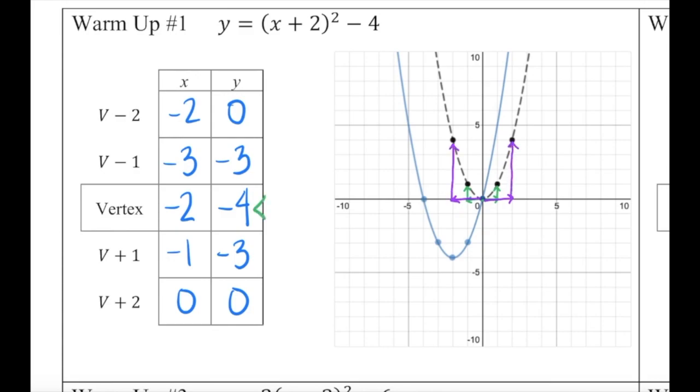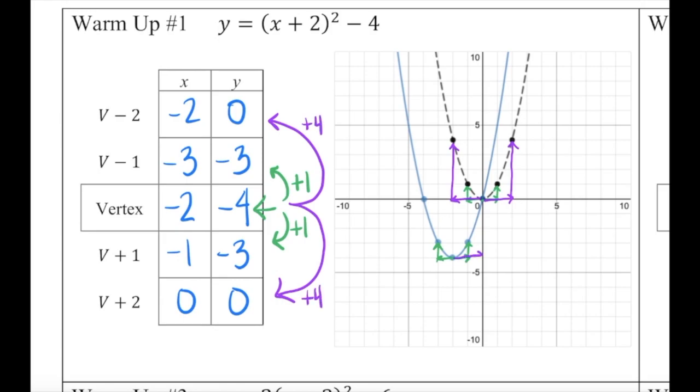+4. Starting at the vertex here, what's the change as I move 1 away in either direction? Well, -4 plus what is -3? That's a change of +1. We can see the same thing in the graph. As I move 1 away, that change is +1. What about as I move 2 away from the vertex? What's the change from -4 to 0? That's a change of +4. And in the graph, moving 2 away shows me that same change of +4.